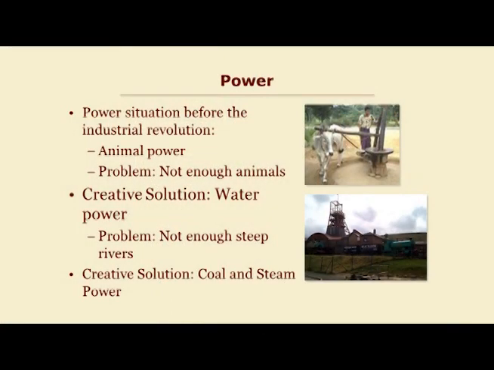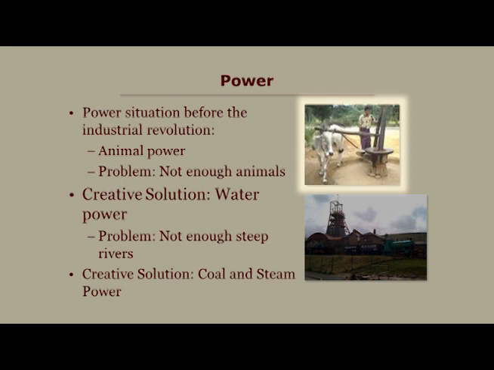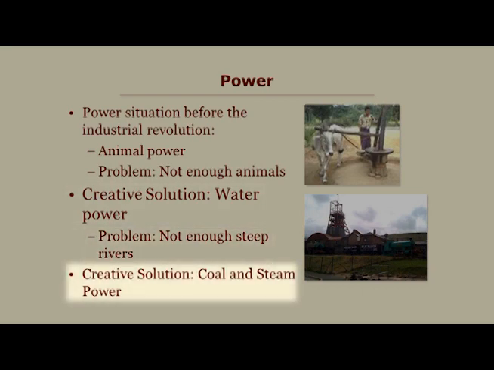Well, now let's focus on power, because that has become, in the Industrial Revolution, an ever-increasing problem. Originally, as we went into the Industrial Revolution, people used animal power. Here's a typical example of a cow or an oxen used to drive a wheel. Problem, of course, is there weren't enough animals. The next was water power, and the problem is you don't have enough steep rivers. So the creative solution to that was to go to coal with steam power.